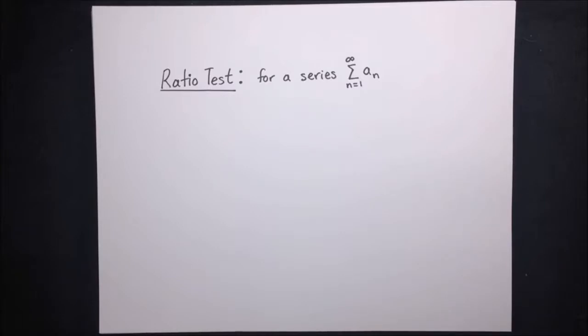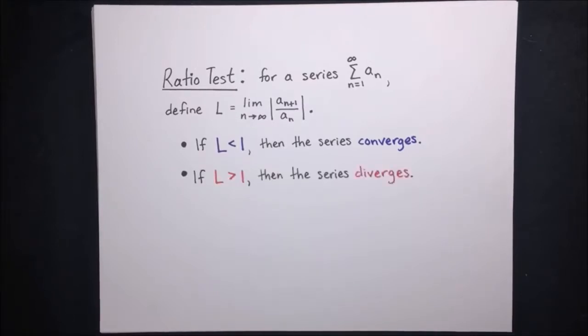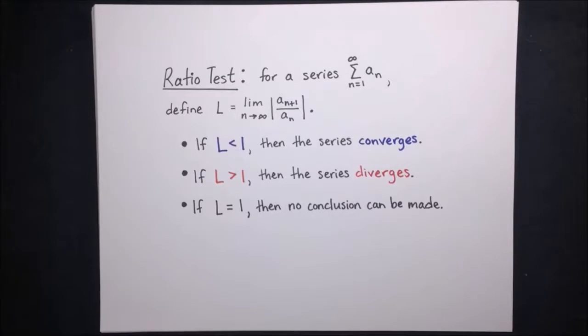Why don't we call that limit L? So L is the limit as n approaches infinity of the magnitude or absolute value of the ratio between two terms. Based on the value of that limit, L, we can make the following conclusions. First of all, if L is less than 1, then the series converges. On the other hand, if L is greater than 1, then the series diverges. On the other hand, if L is equal to 1, then the ratio test is inconclusive. In other words, no conclusion can be made about whether the series converges or diverges.